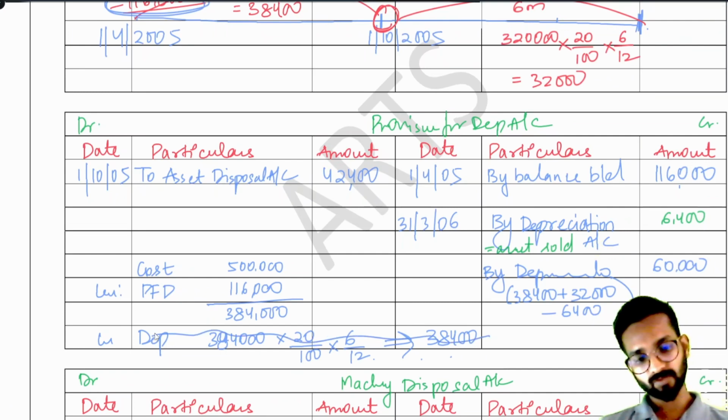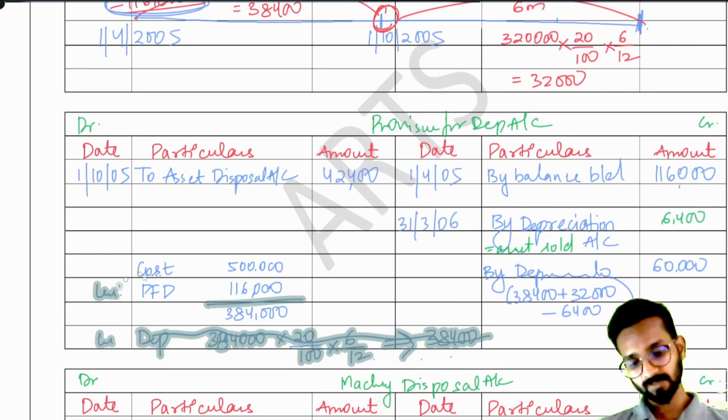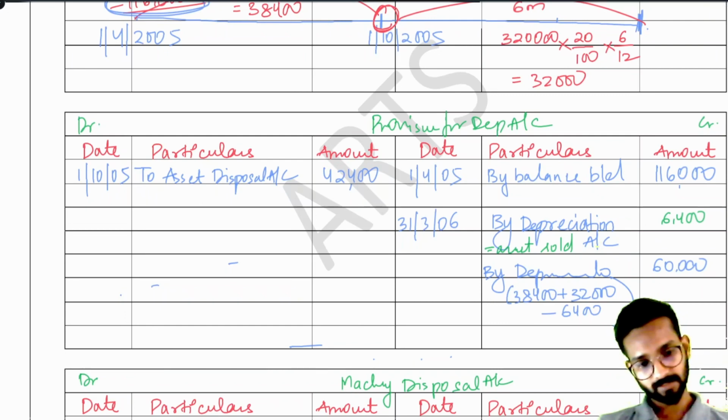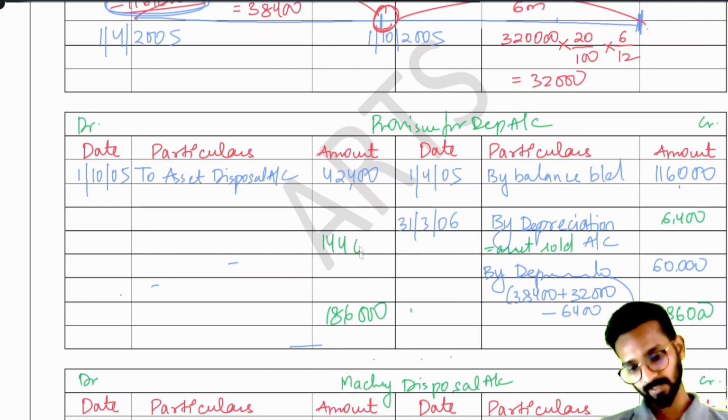Okay, I will give you a detailed writing here. Just we will complete this answer. We will write here 1 lakh, total will be 1,86,000. Here also 1,86,000, and to asset disposal you can write here 1,44,000, as well as to balance carried down as of 31st March 2006.